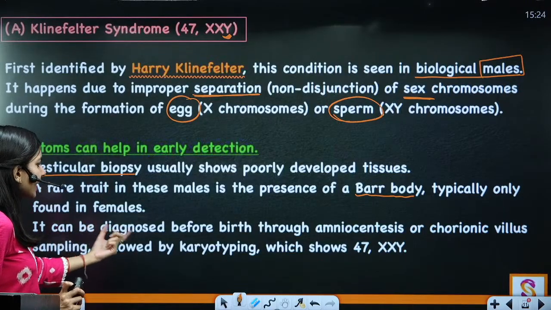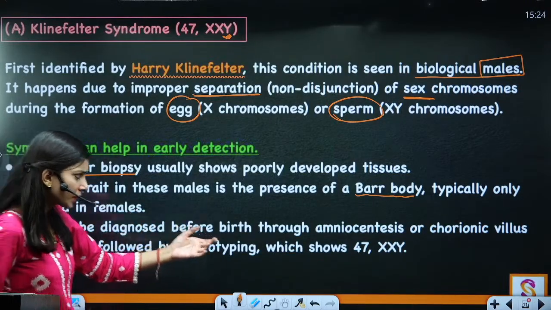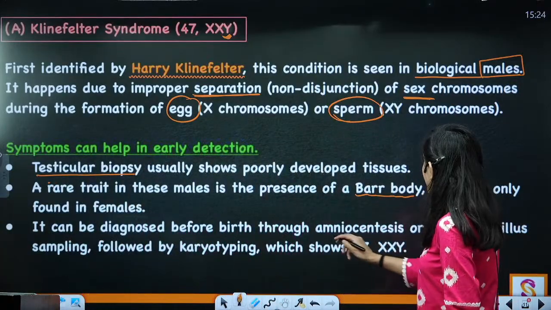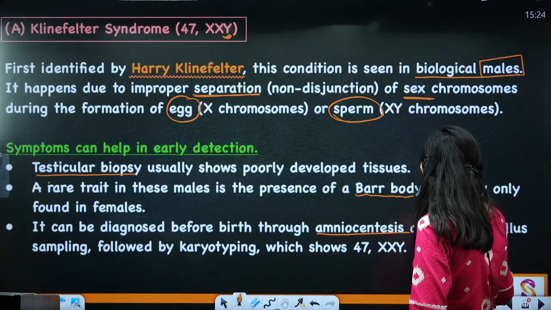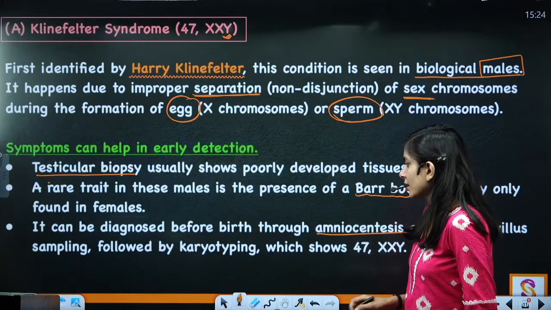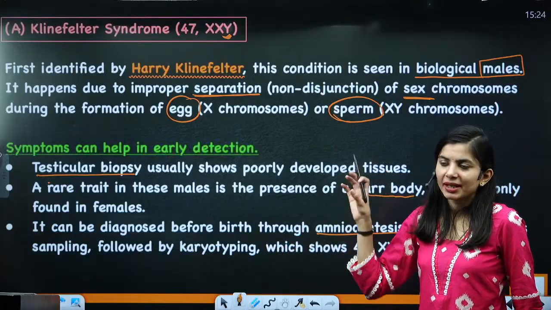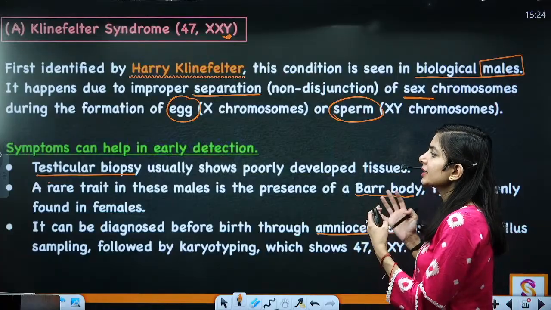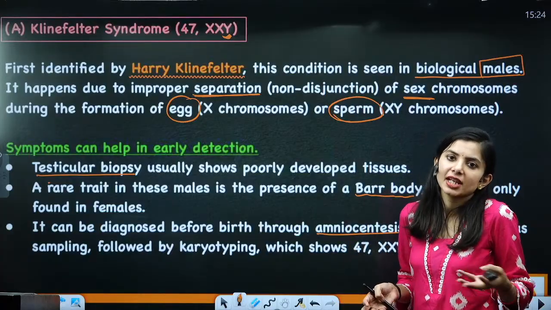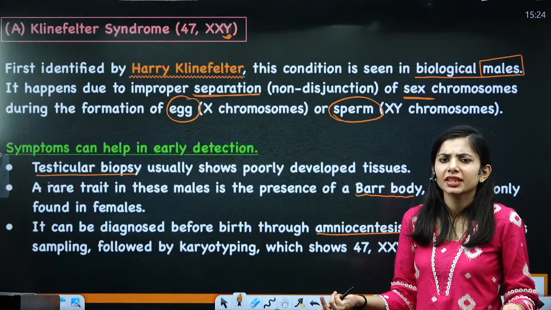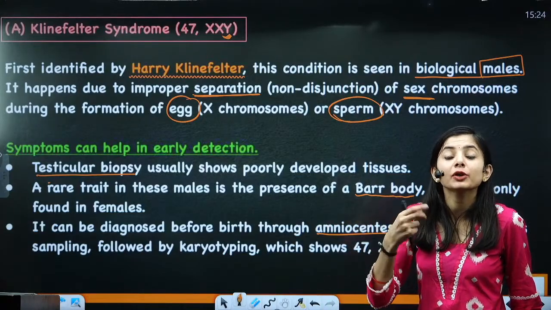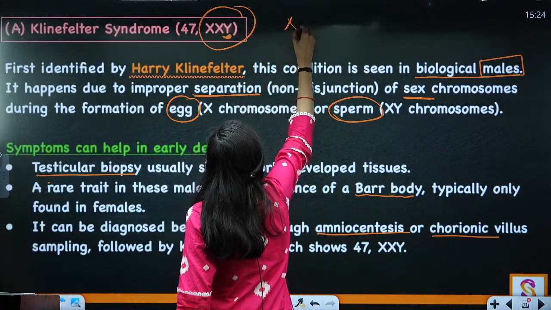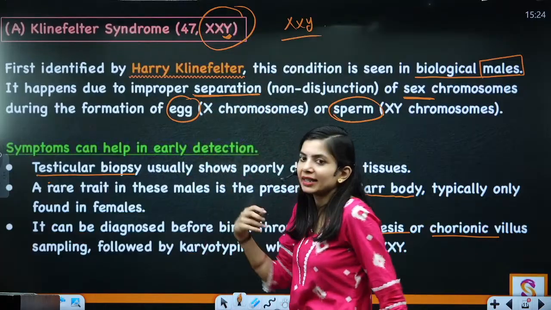Next, it can be diagnosed before birth. Yes. How? On the basis of some test. Which test? Amniocentesis or chorionic villus sampling. Based upon that, we can determine their karyotyping, and because we are determining their karyotyping, we can analyze the gender of that person. And if the gender is not that clear, we can just give the reference of the karyotype. What do we mean by karyotype? This is called karyotype when you are analyzing the number.